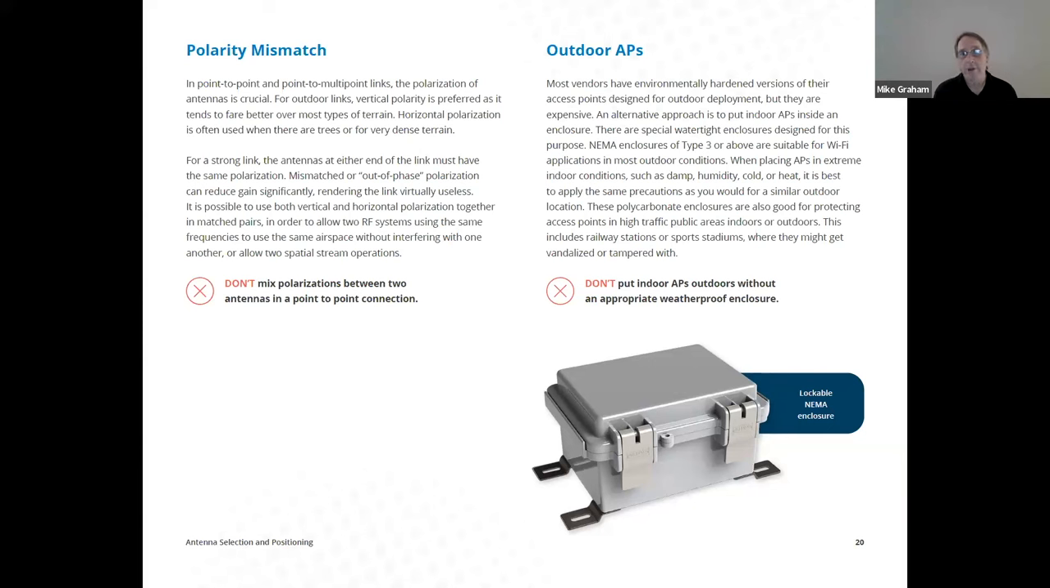Outdoor access points, most manufacturers have an outdoor version. If not, you can certainly put them in waterproof enclosures. Do be aware of heat management, though. Those can turn into ovens and bake your access points. So something to be aware of.